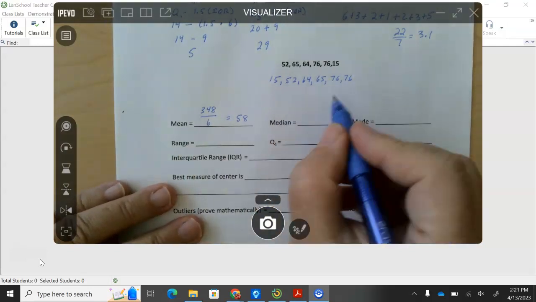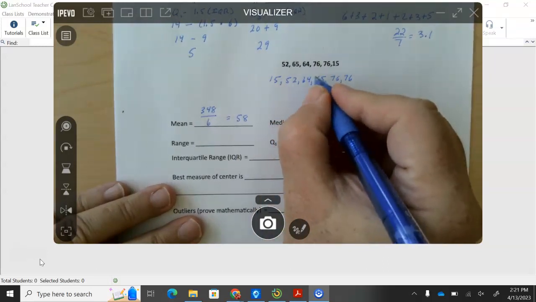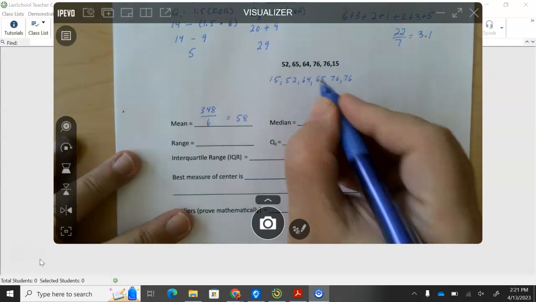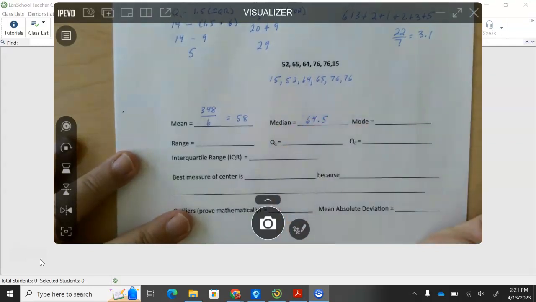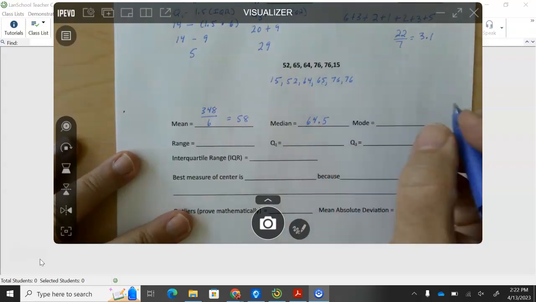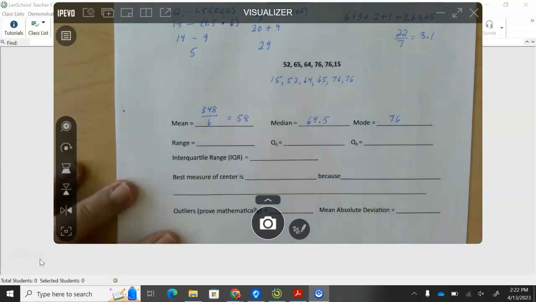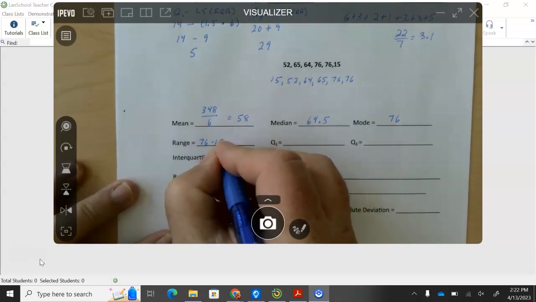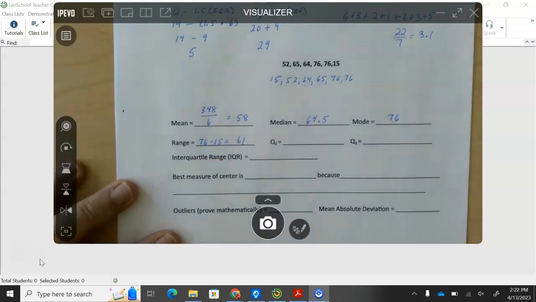Now, since I have these all lined up, it helps. 6 numbers means 2 in the middle. 64 and 65. What's right in the middle of that? 64.5. I do have a mode because I have a number that happens more than once. That's 76. My range, my largest minus my smallest, and we get 61.